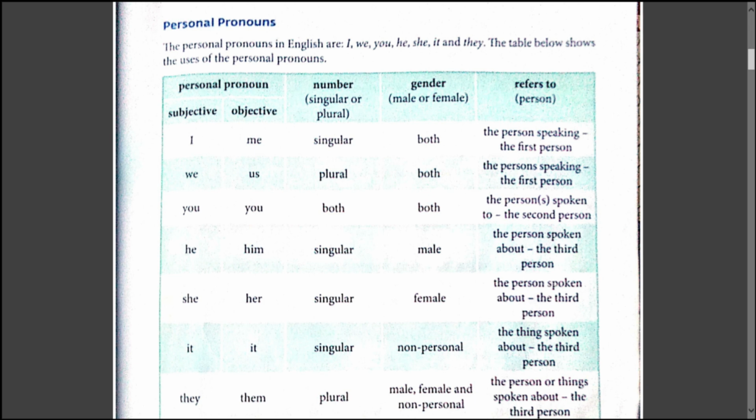Let's go for the first one, that is personal pronouns. Now, what are personal pronouns? Let's see. The personal pronouns in English are I, we, you, he, she, it and they. Students, you have to learn. Once again repeating, I, we, you, he, she, it and they.